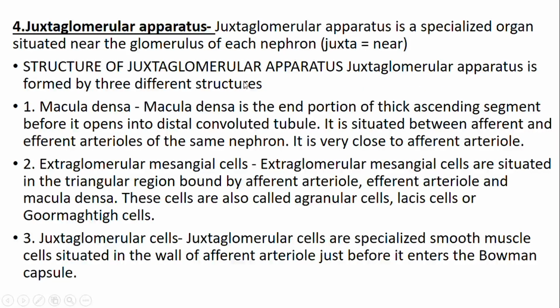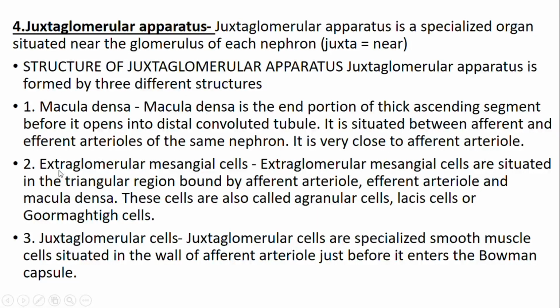The fourth question is juxtaglomerular apparatus. Juxtaglomerular apparatus is a specialized organ situated near the glomerulus of each nephron. Structure: it is formed by three different structures. First one is macula densa. Macula densa is the end portion of the thick ascending segment before it opens into the distal convoluted tubule. It is situated between afferent and efferent arterioles of the same nephron. It is very close to the afferent arteriole.